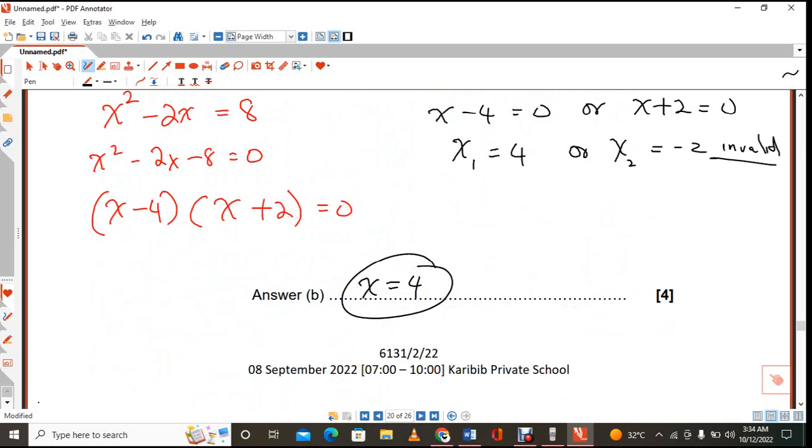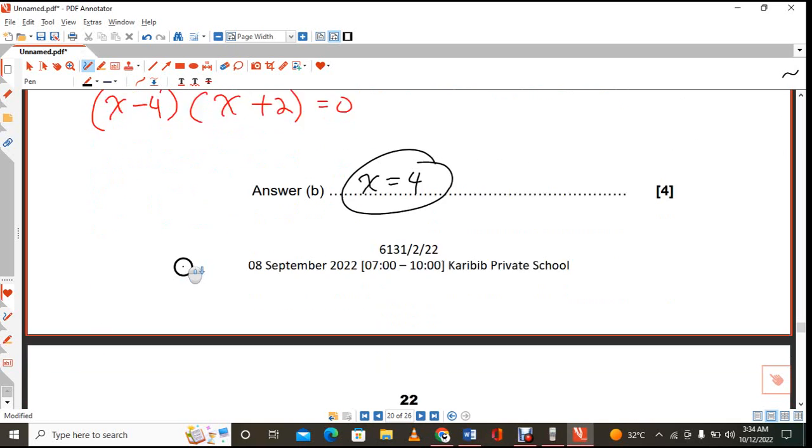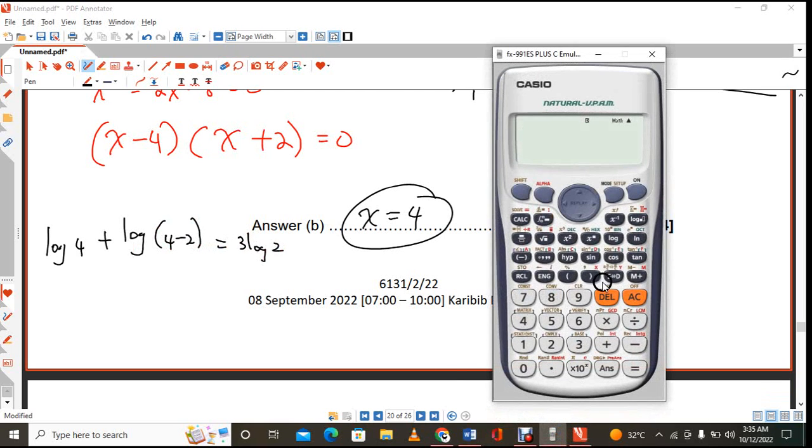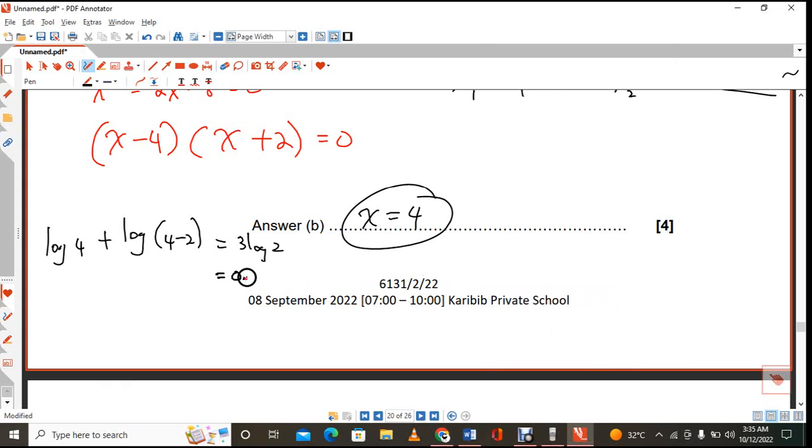Also, don't forget to check your answers, and I'll write it somewhere here so you can see, because now it becomes log 4 plus log 4 minus 2. Let's see if it's equal to 3 log 2. First of all, let's determine what 3 log 2 is. So calculate the value: 0.90308. So this is right, 0.90308 and so on.